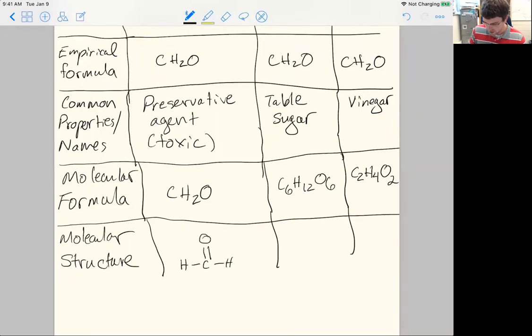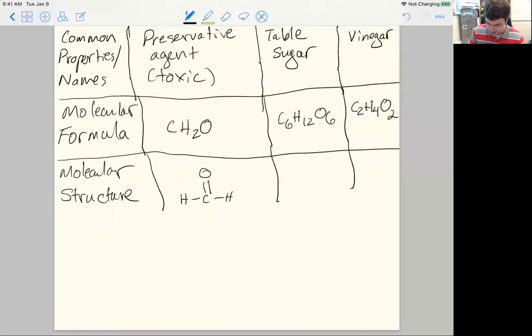And so at this point, we would say the molecular structure is a carbon that's flanked on either side by hydrogens that are connected with these lines. And then we have 2 lines connecting a carbon to an oxygen atom. That's going to provide us with the molecular structure.